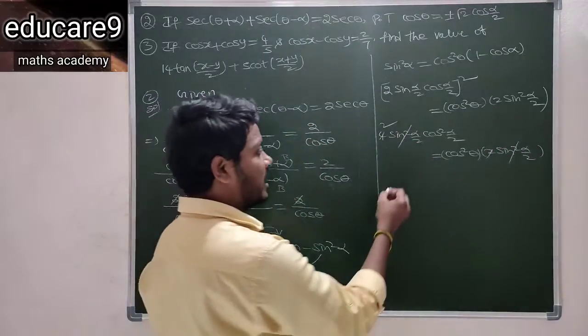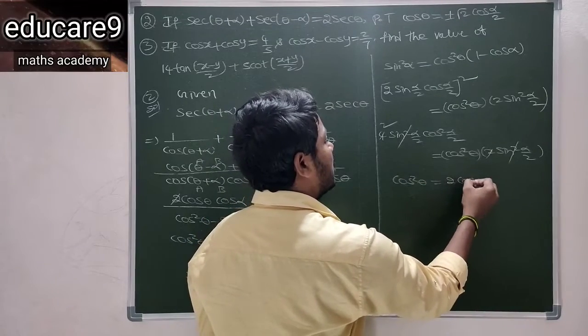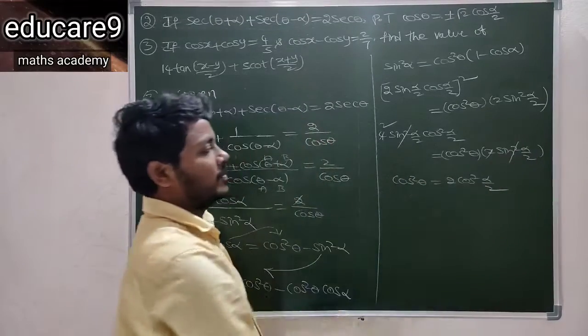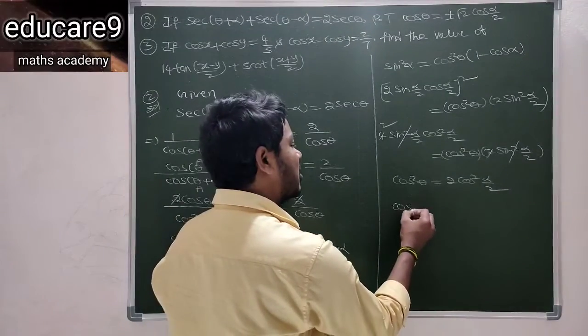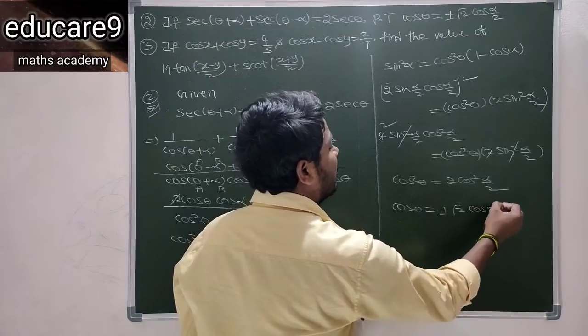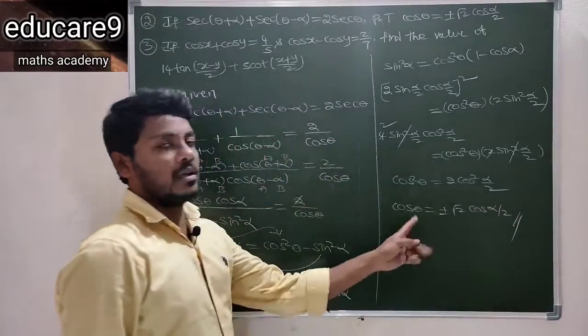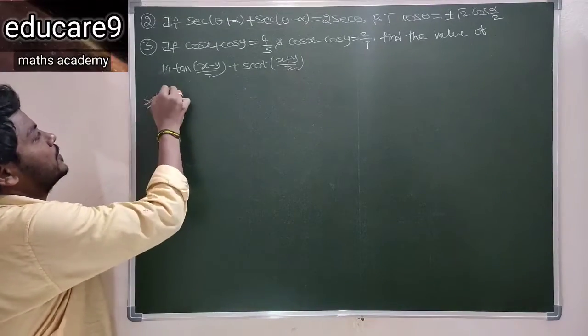So sin square alpha by 2 cancels on both sides, and 2 cancels with 2. Okay. So clearly cos square theta is equal to what? 2 cos square alpha by 2. So from this you need to find cos theta. So therefore cos theta is equal to plus or minus root 2 cos alpha by 2. So this is the required answer. So see the next question.